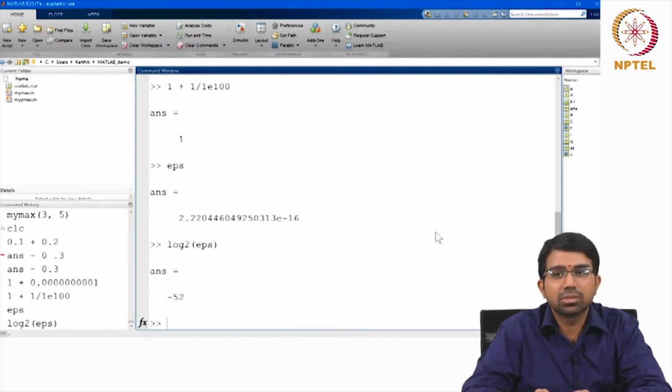So, minus 52 is for 64-bit, right? Minus 52 is for 64-bit. Minus 23 is for 32-bit.